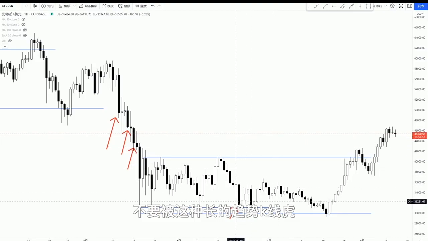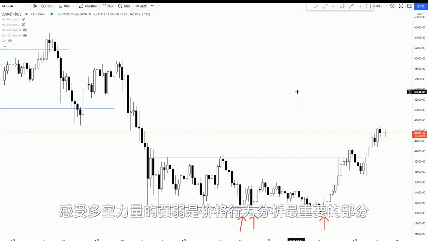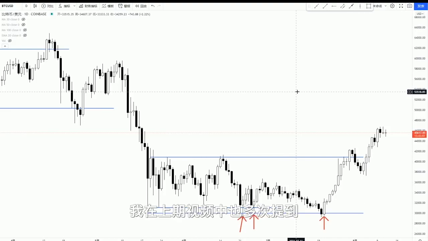Feeling the strength of the multi-year force is the most important part of price behavior analysis. As I mentioned several times in the last video, don't care too much about the appearance form, but deeply understand the nature of the price movement. Many people, when they were learning trading, became addicted to head-and-shoulders tops and bottoms, double tops and bottoms, but did not pay attention to the nature of the market movement. They did not know why the market formed this shape, so they always fail with this form.